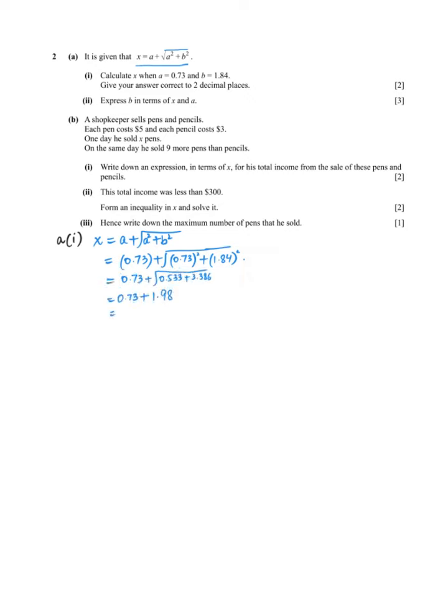Solving it in your calculator, you can easily find out the value here. So you will get 2.7709, which is equal to 2.77. That is your first part answer.